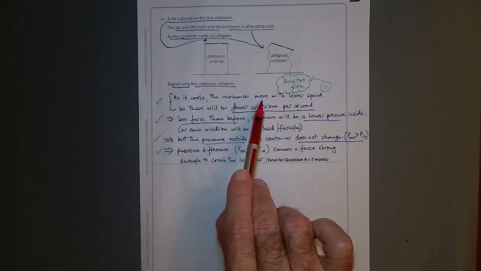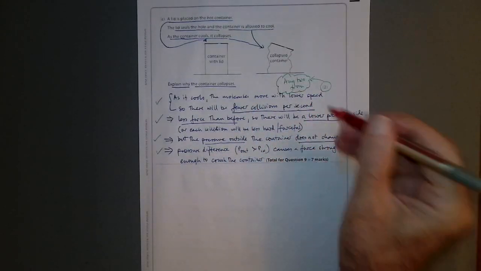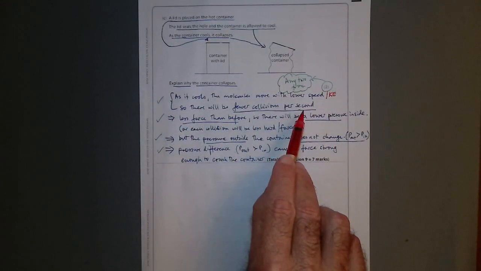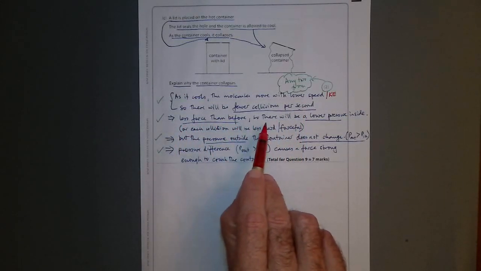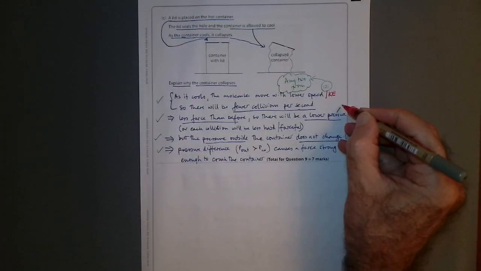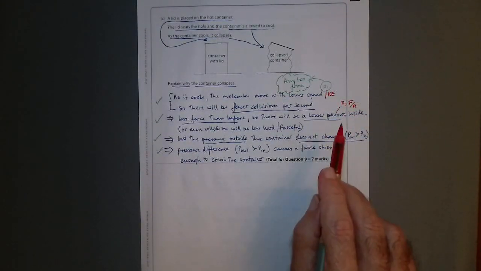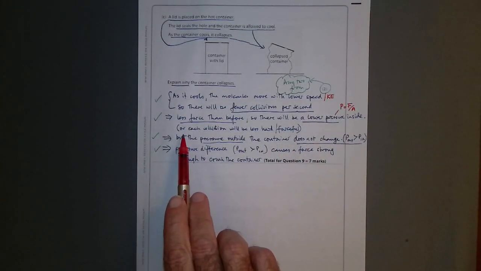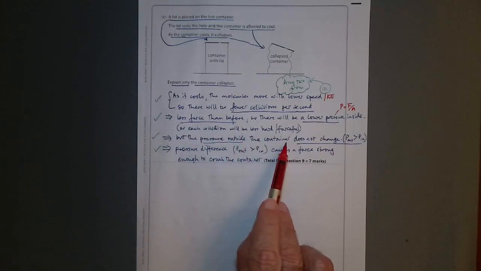As it cools, the molecules move with lower speed, or lower kinetic energy, you could put. So there will be fewer collisions per second. So if there are fewer collisions per second, that'll be less force than before. So there will be a lower pressure inside, because remember, pressure is force over area. Pressure P equals force over area. So the force of the collisions is lower, the overall pressure inside will be reduced because each collision will be less forceful. But the pressure outside the container hasn't changed.